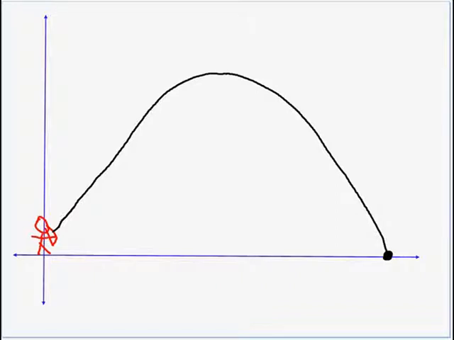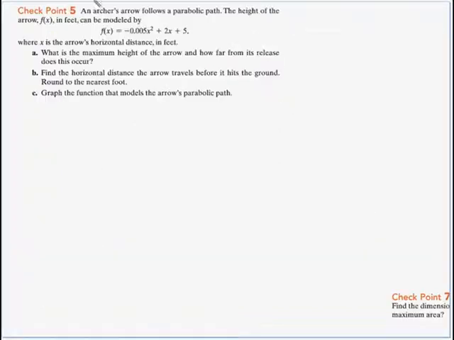So they are asking us for the maximum height of the arrow, which of course will be some value on our y-axis, and how far from the bowman did that maximum occur? Well, that's going to be our x. So that would be our vertex. Got to find the vertex just like the football problem. So part A, we want to find our vertex.